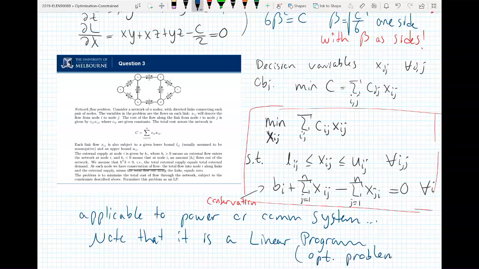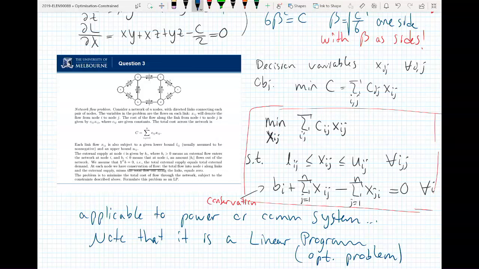Why? Can you think of why we call this a linear optimization problem? It should be very obvious. Look at the objective function. Is it linear in the decision variables? Yes. Look at the constraint functions. Are they linear in the decision variables? Yes. That's a linear program. End of story. If you have one nonlinearity, then it's not a linear program.